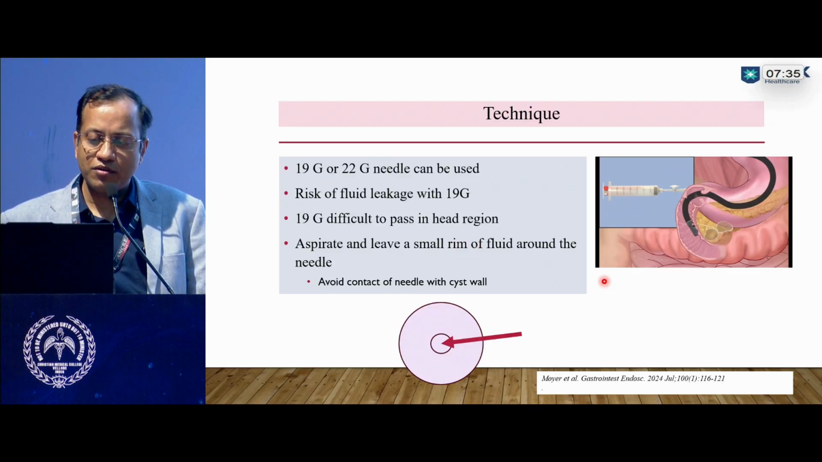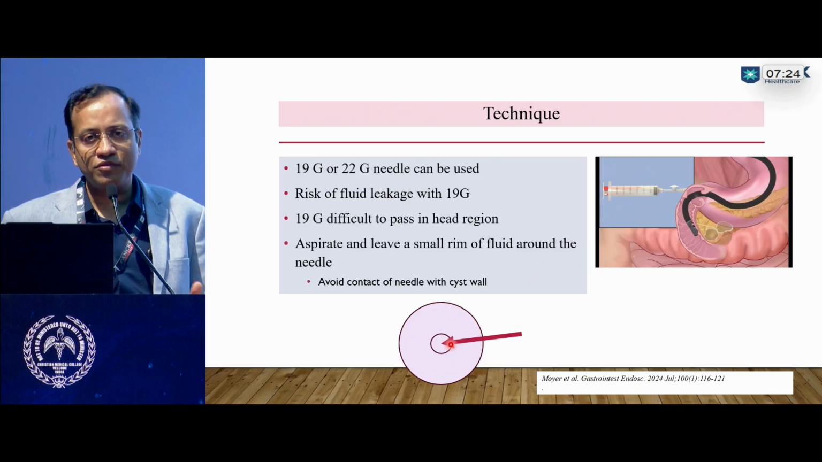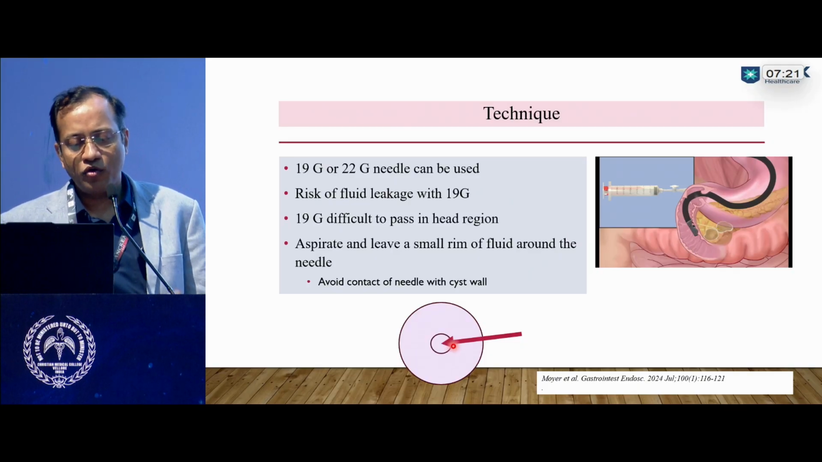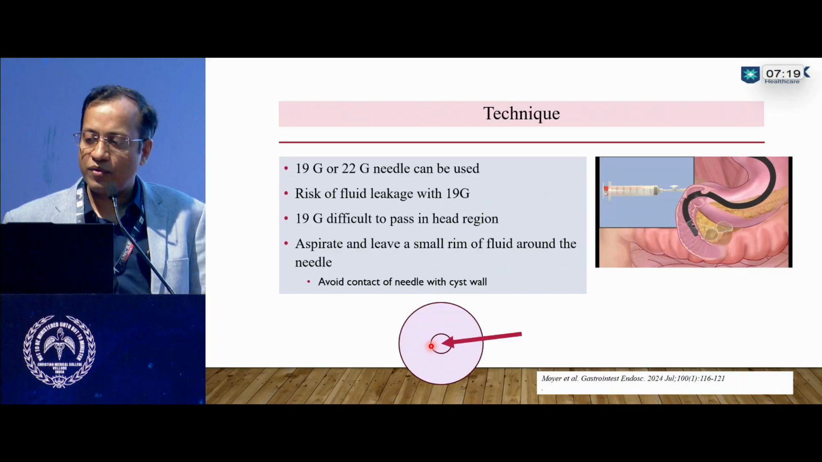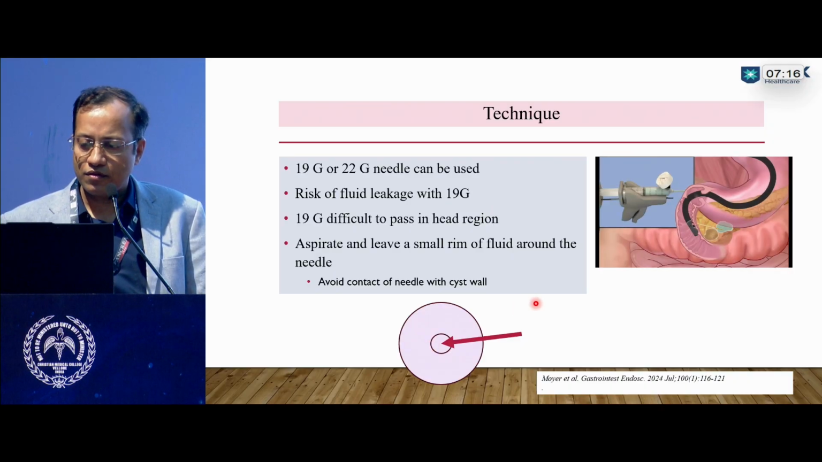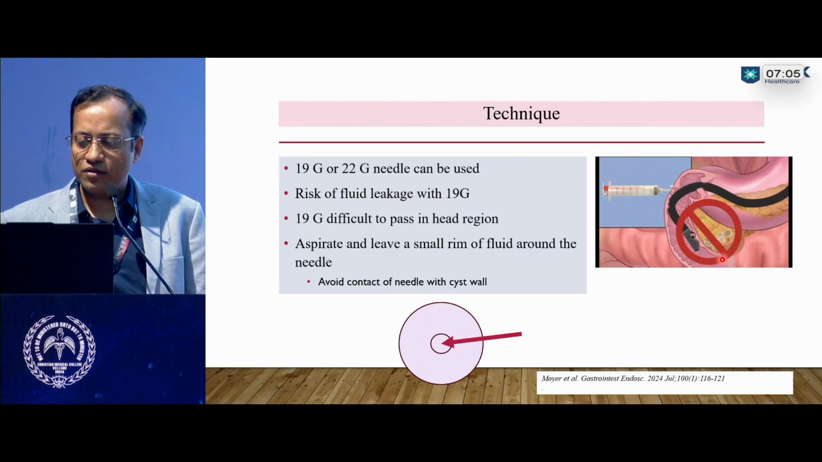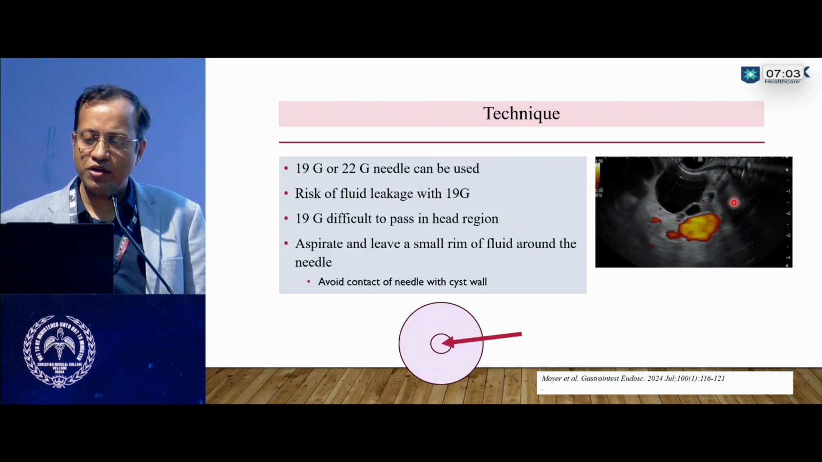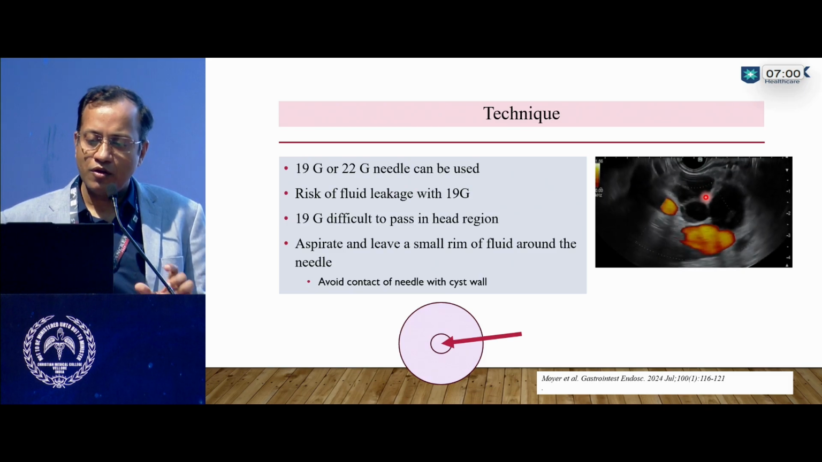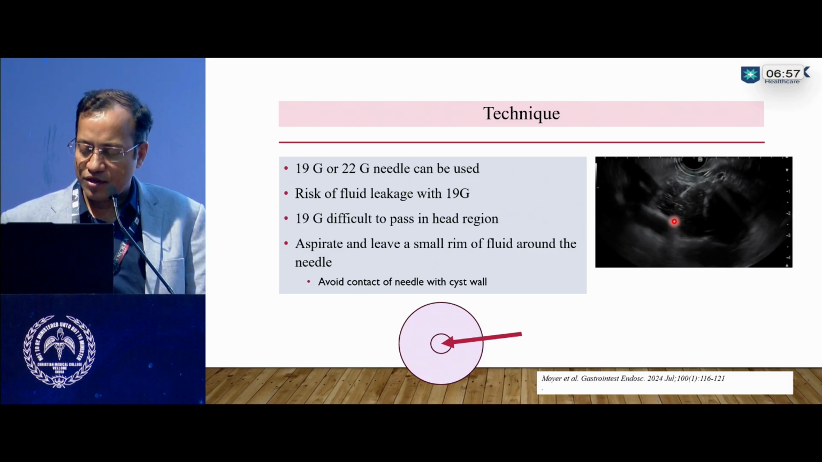During this technique, we aspirate the fluid and leave a small rim of fluid around the needle, so that the needle doesn't come in contact with the cyst wall. Otherwise there can be a risk of hemorrhage, or the needle may enter the surrounding pancreatic parenchyma. So we aspirate the cyst and replace the volume of the cyst with the chemotherapeutic agent. In EUS we can aspirate, and if it's a bunch of grapes appearance, it should be avoided.